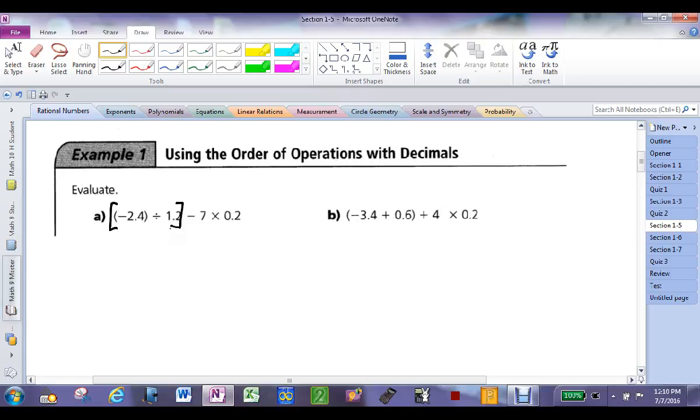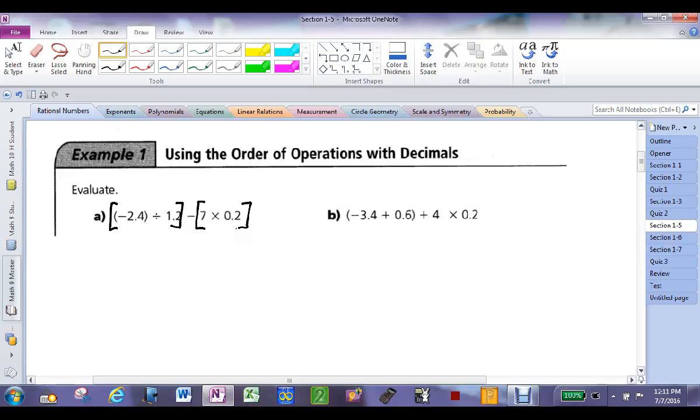And then what's next? Multiplying. Is there some multiplying? Yes, it's right here. So then I go ahead and I put brackets around that. So now I know I am going to do this whole thing and then this whole thing and then I'm going to subtract.